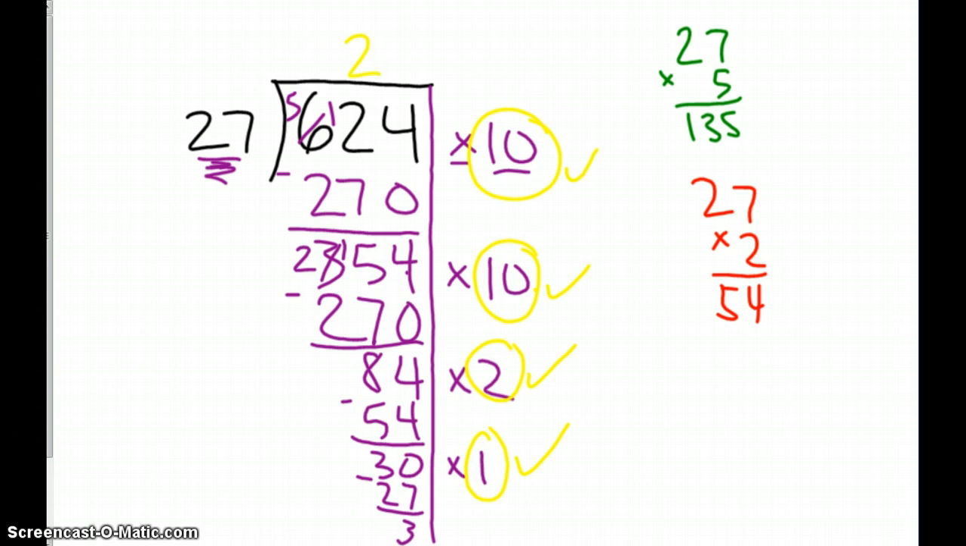So my quotient becomes 23, and the last thing I have to do is look, did I have anything left at the bottom down here? And yes, I did, 3, so that becomes my remainder. If I had nothing left down at the bottom, if I had a 0, I'd have no remainder, but I had a 3, so my quotient is 23, remainder 3.